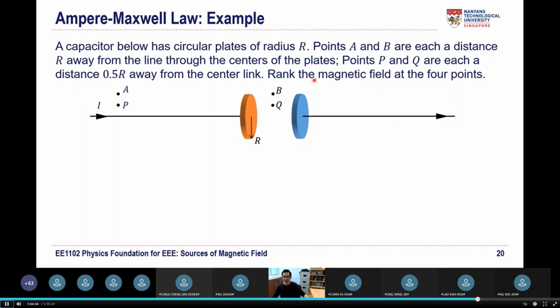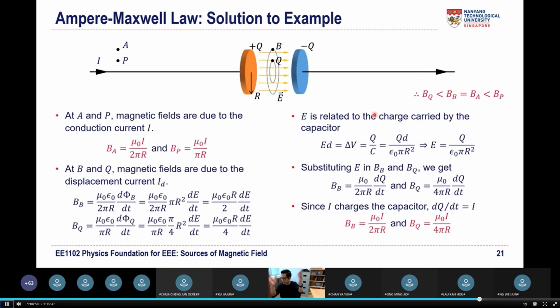And now we need to rank the strengths of the magnetic field at these four points. Ranking means which one has the strongest magnetic field and which one has the weakest magnetic field and so on. So let's take a look at how we can solve this. So that's the solution.